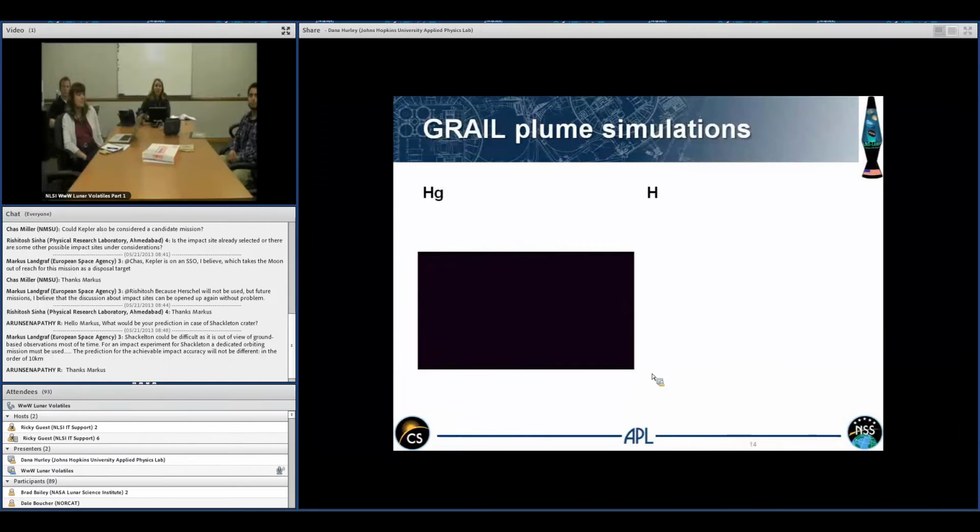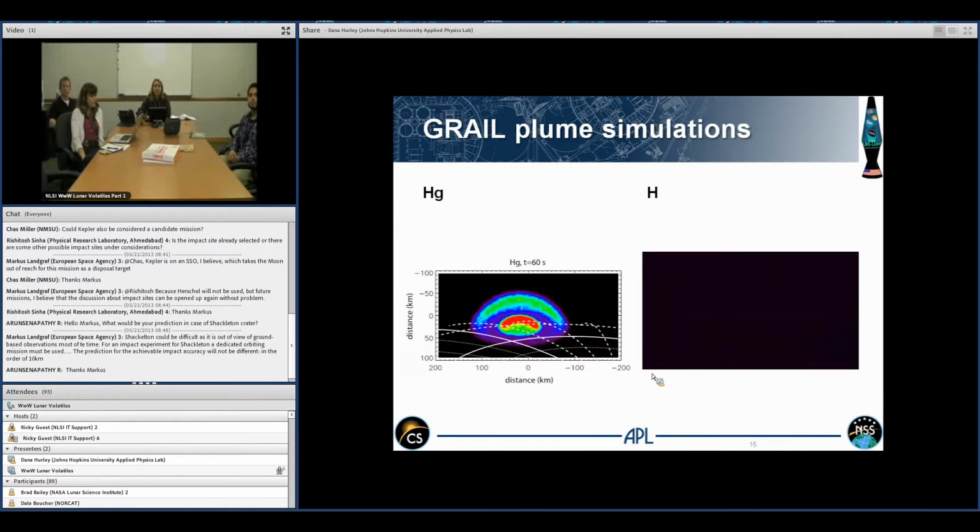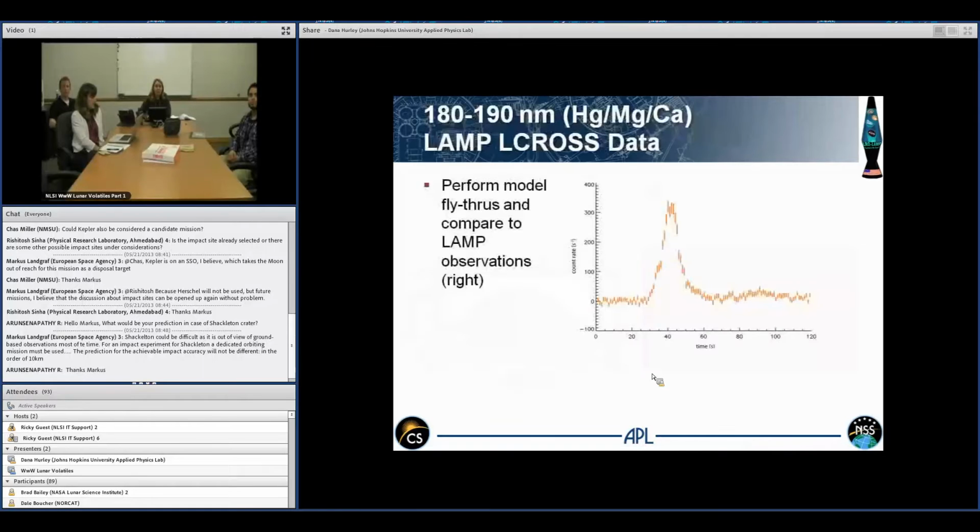So this is what the model looks like for the GRAIL impact. We have a shell coming out of the mercury vapor plume from the first impactor, and then 30 seconds later, a second shell from the GRAIL B impactor. Hydrogen looks a lot different because of its different velocity distribution. The hydrogen plume is much broader, and the two signals from the two plumes overlap. It gets brighter after the second GRAIL spacecraft hits, but spatially the two signals are overlapping.